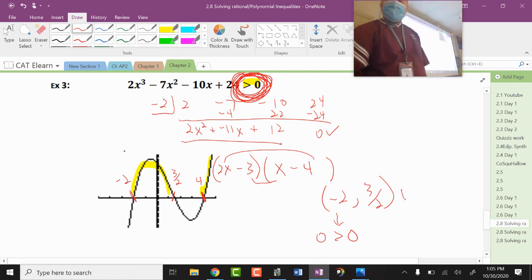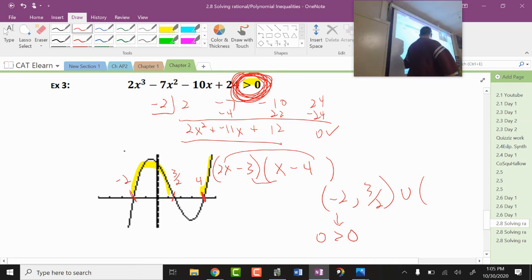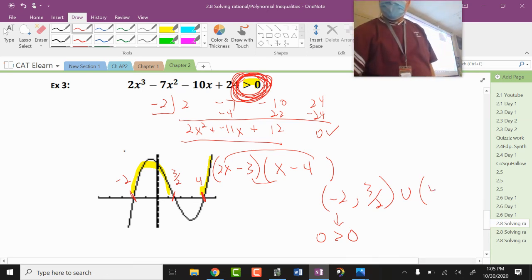Give me the last interval. Union, parentheses. Yes? 3/2. Oh, no. Right? No. Oh, so here to here. No, yeah, and then 4 to infinity. 4 to infinity. Got it.